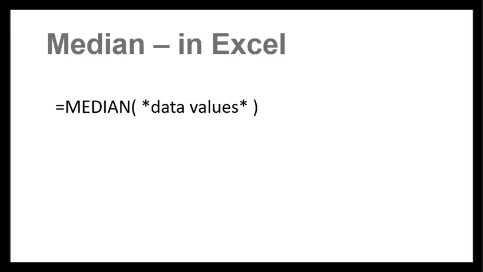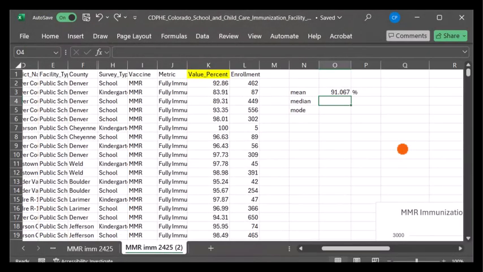I can also compute the median in Excel, and that function is equals median. Same thing, I would put in the data values. So down here next to the median, I will do equals median, parentheses, and then I'm going to highlight my column again. And there is my median. Again, these are percentages. Your median typically should have the same number of decimal points as the data, although sometimes you might have 1 extra if it fell in between 2 values.